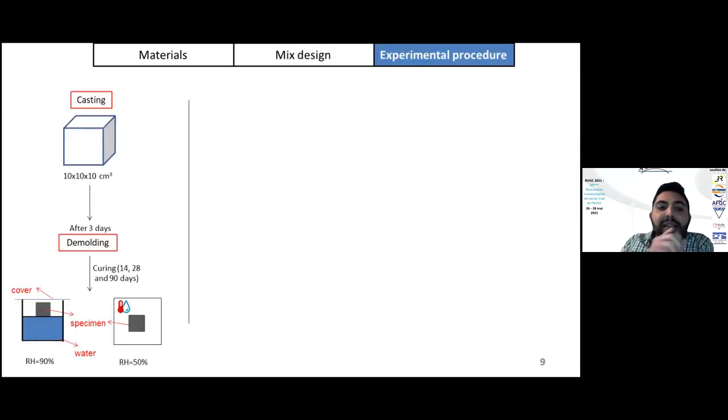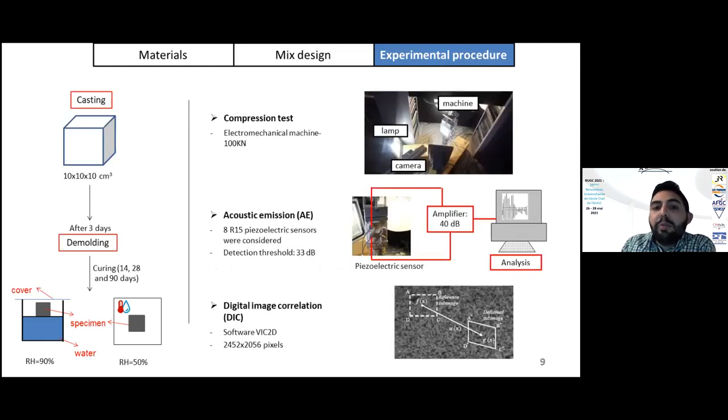Experimental procedure. 10 centimeter cubes were cast, demolded after 3 days, and cured for 14, 28, and 90 days at a relative humidity of 90% and a relative humidity of 50%. For the compression test, an electromechanical machine with a loading capacity of 100 kilonewton was used.